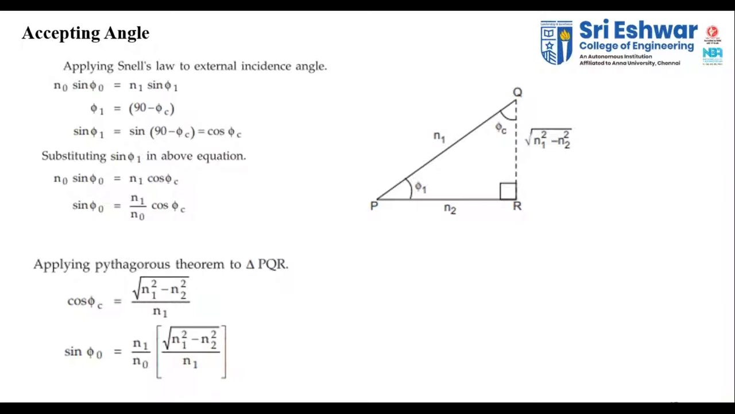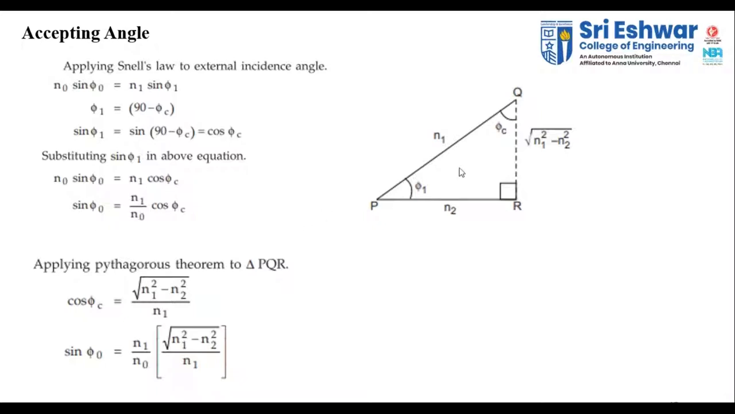First, write Snell's law: n1 sin theta 1 is equal to n2 sin theta 2. From this diagram, apply your Pythagoras theorem. Theta naught is nothing but 90 minus theta c, so that is what you can write for phi 1. Just substitute in equation number 1 and you get sin phi naught.